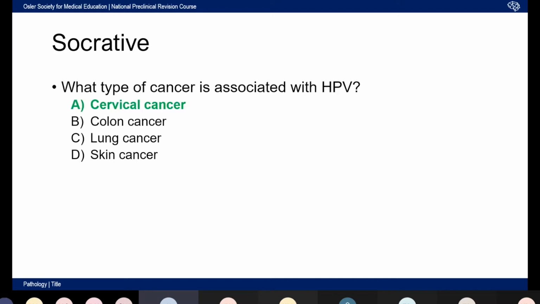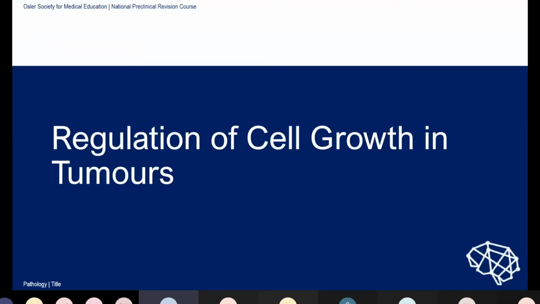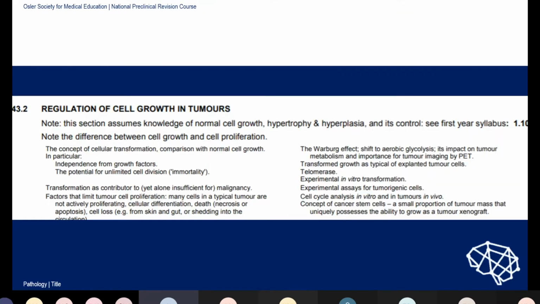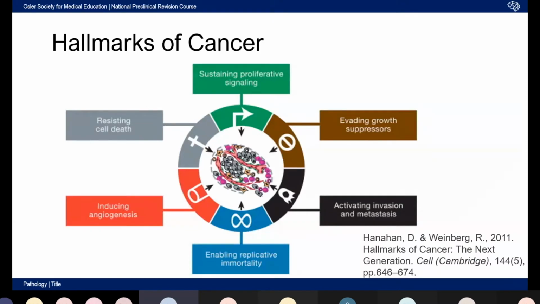Okay, so now moving on to, sorry, my slide seems to have, regulation of cell growth in tumours. So the hallmarks of cancer, these were initially described in 2010 and explain the 6 biological capabilities acquired during the multi-step development of tumours. So these 6 characteristics don't have to be acquired in a specific order. Random mutations will accumulate over time, leading to the development of these abilities in cancer.